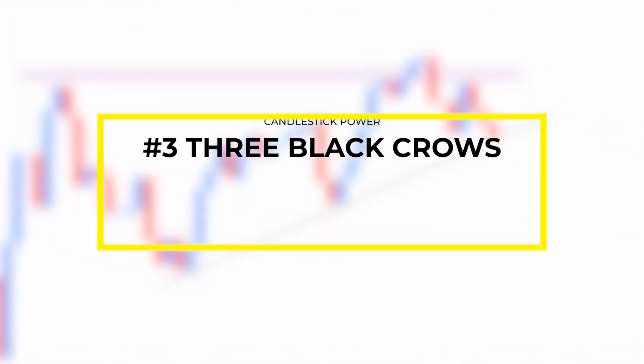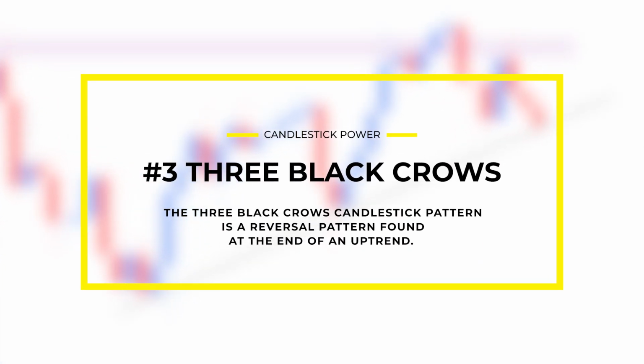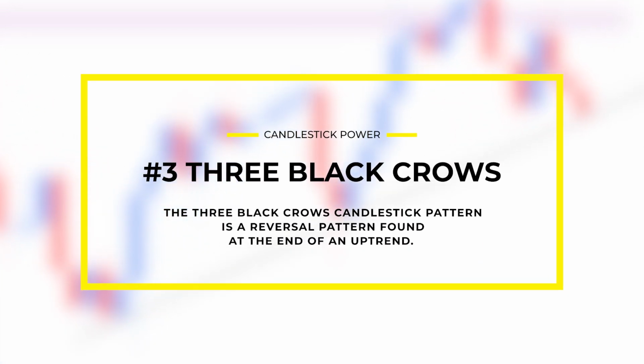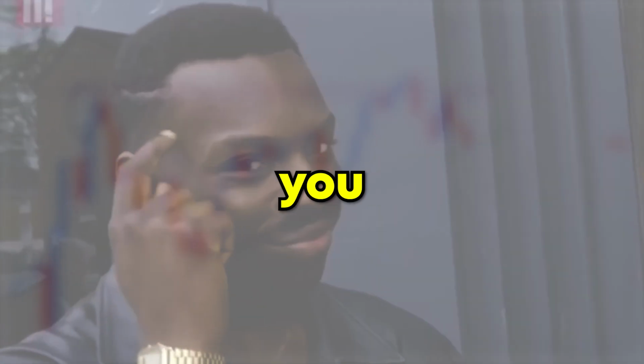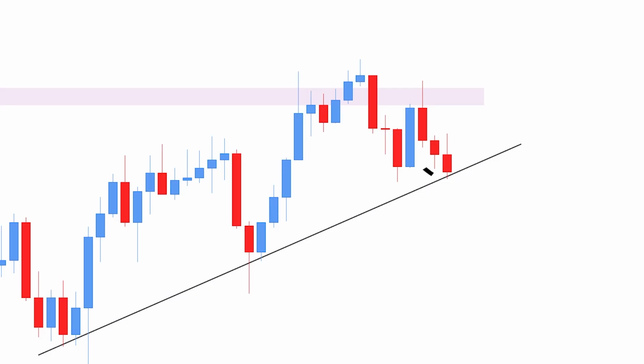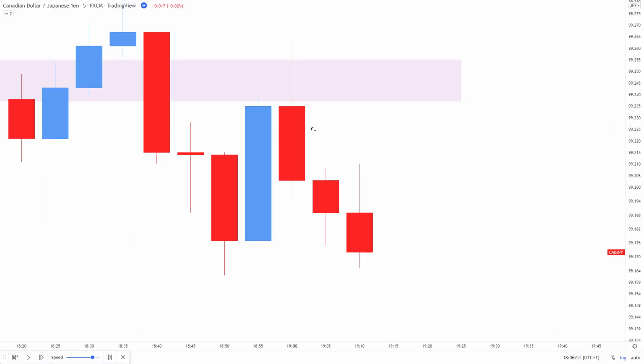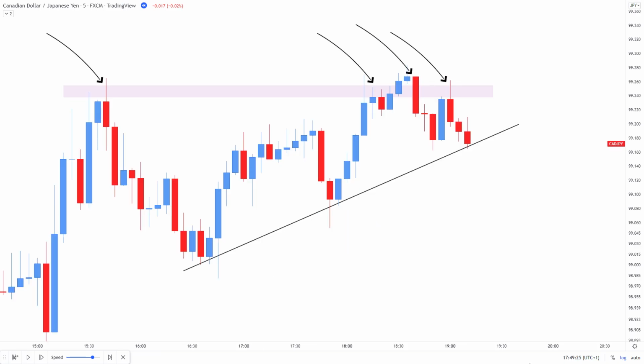So the last one, but definitely not the weakest pattern I would like to cover, is the three black crows pattern. Now this pattern is powerful if you can recognize it properly. The three black crows candlestick pattern is a reversal pattern found at the end of an uptrend. Because it consists of three candles, this pattern nearly entirely verifies that a reversal is taking place at this time, as there is a significant amount of bearish force behind the formation of this pattern.